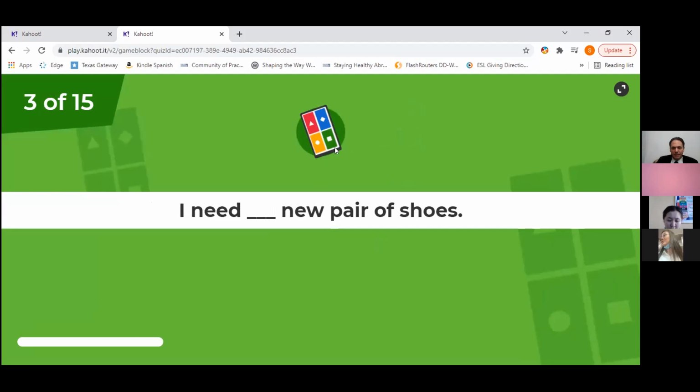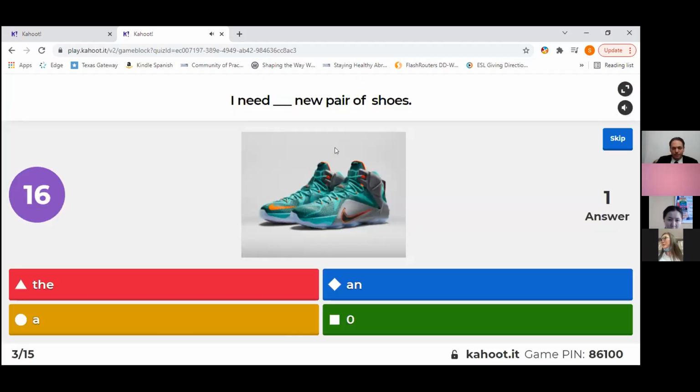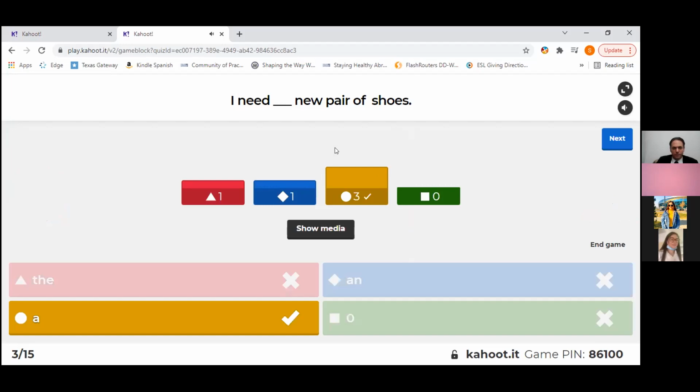I need blank new pair of shoes. Okay, I need a new pair of shoes, because if it's I need the new pair of shoes, then it's a very specific new pair of shoes that you're talking about.